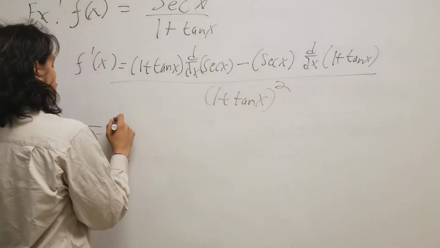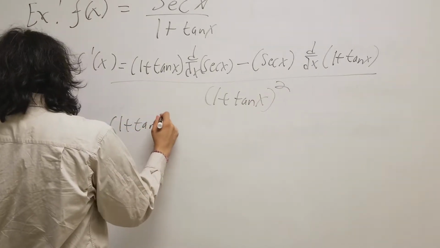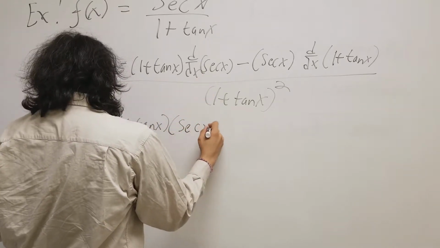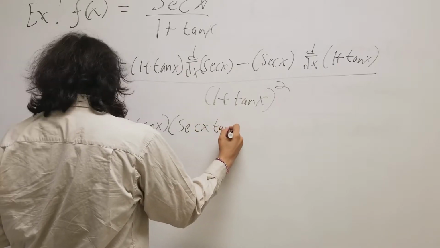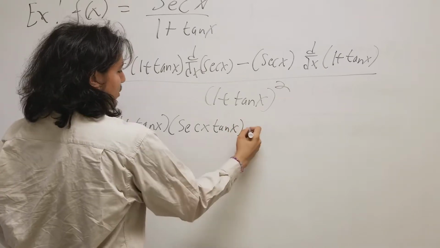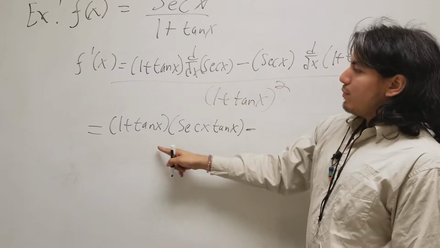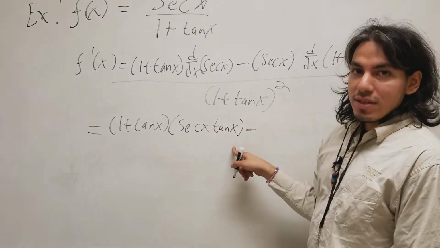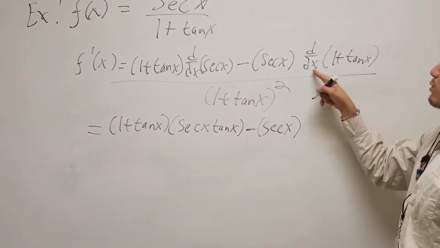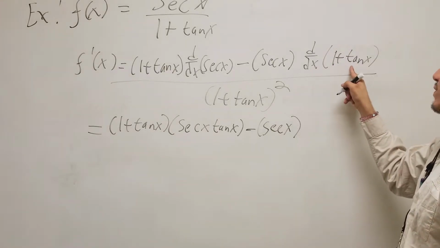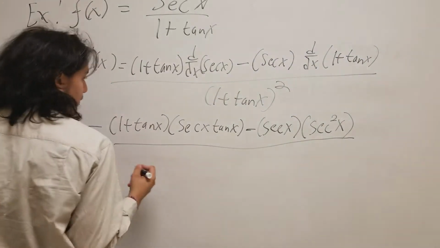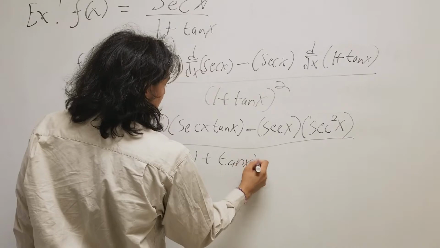Okay. So 1 plus tan x times, so what's the derivative of secant? Sorry, I had a brain fart there. The derivative of secant is secant x times tan x. Secant times the derivative of this, the derivative of 1 is 0 because it's a constant. The derivative of tan is secant square x, all over 1 plus tan x getting squared.